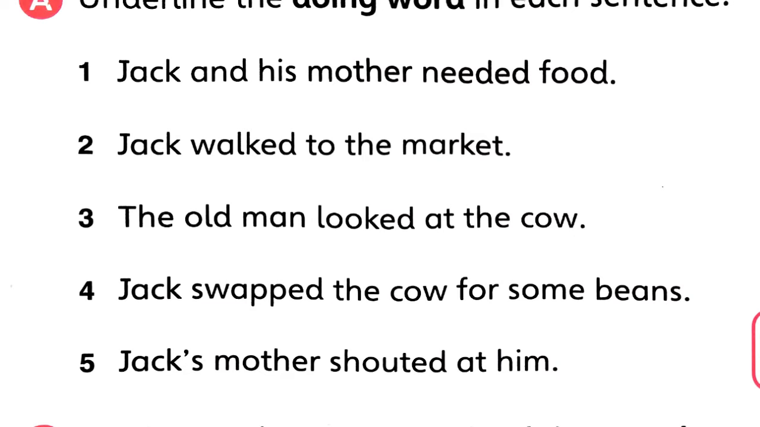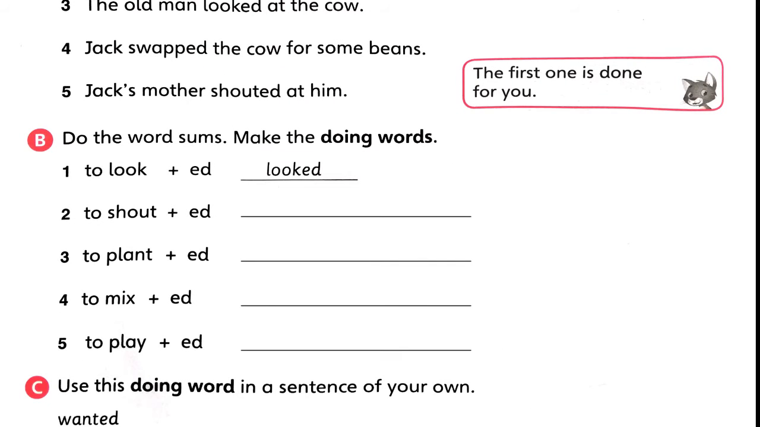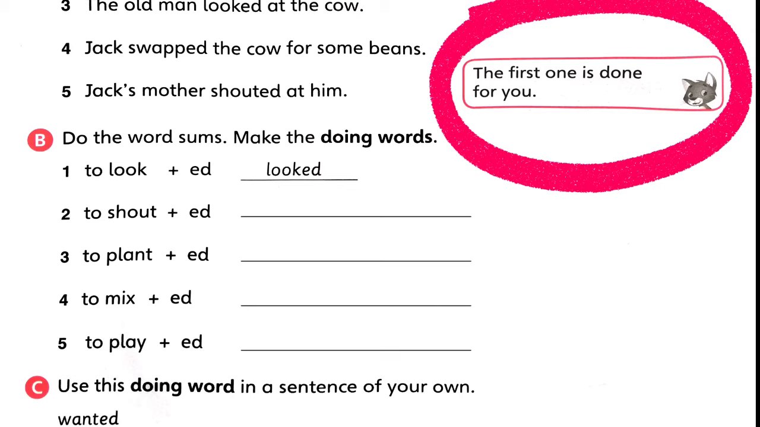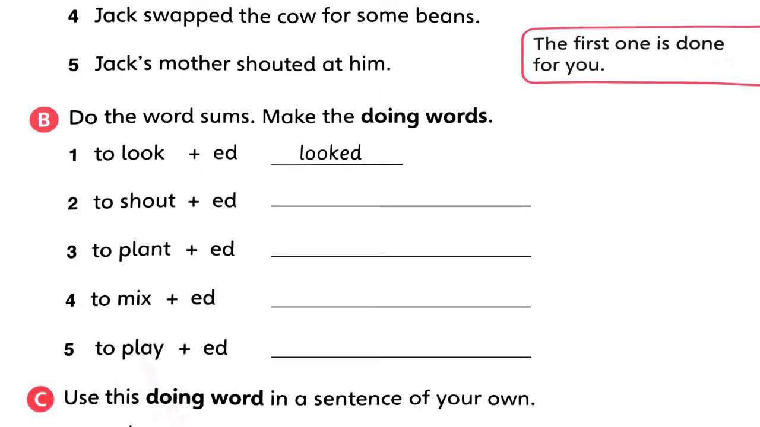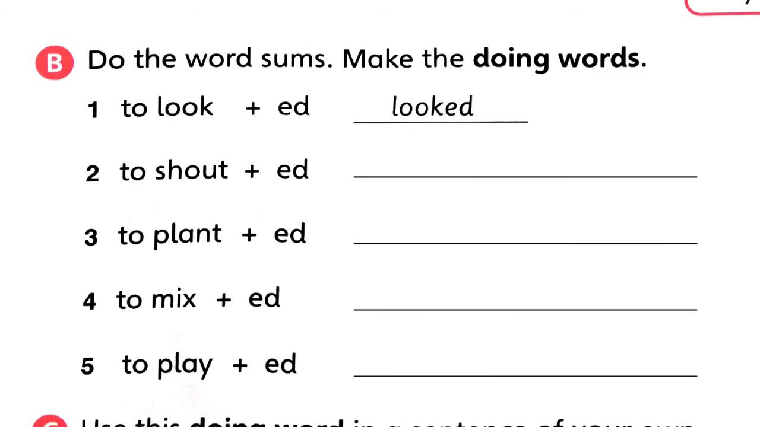Right. Then the fifth one, Jack's mother shouted at him. So what is the doing word or the action here? It's the word shouted. Okay, so we will underline the word shouted. Right? Okay, now let's see the next one. Now they have given us a small note. They have said the first one is done for you. Okay, so let's see. Do the word sums.